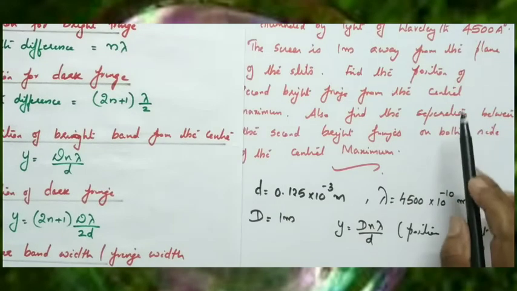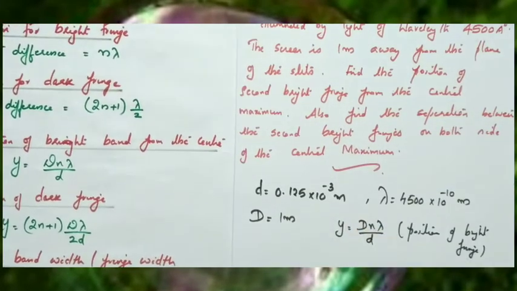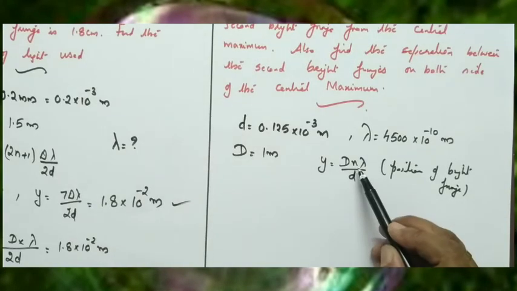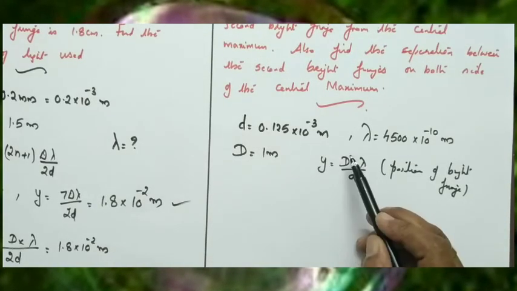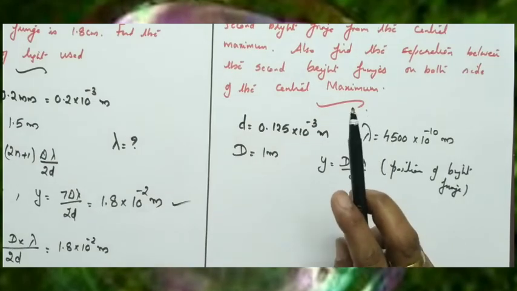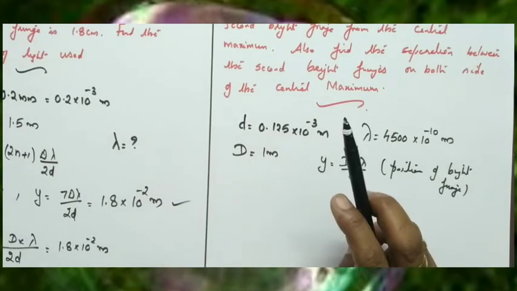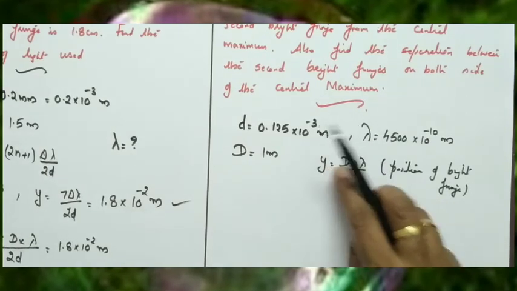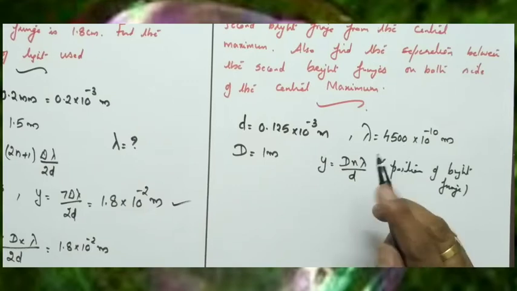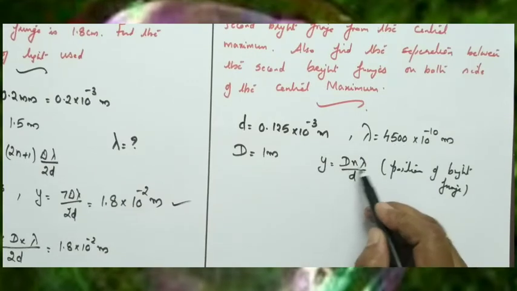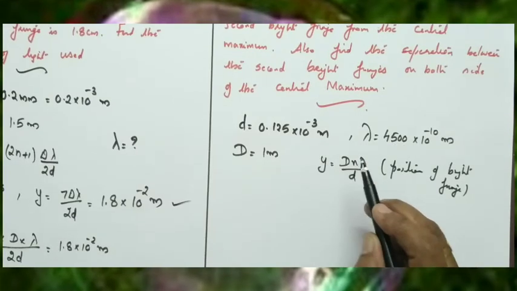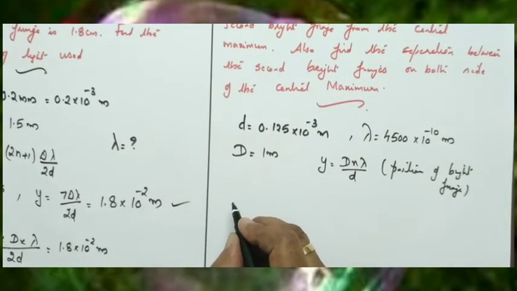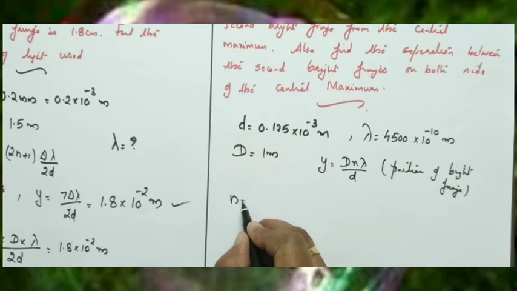So here we have to find out the position of the second bright fringe, that means y we have to find out. Put n equal to 0, that means y equal to 0, the position of the central maximum. The central region is always bright. Now put n equal to 1, y equal to D lambda by d, that is the position of the first bright. Put n equal to 2, y equal to 2D lambda by d, that is the position of the second bright fringe. So for the position of the second bright fringe, put n equal to 2.